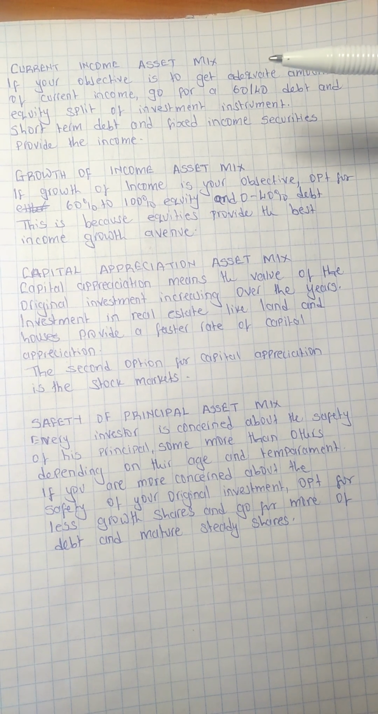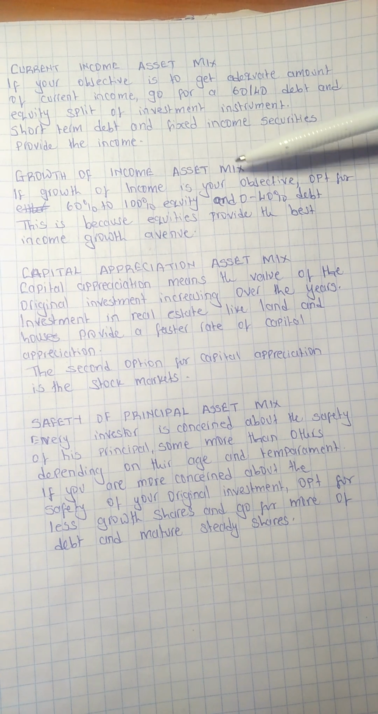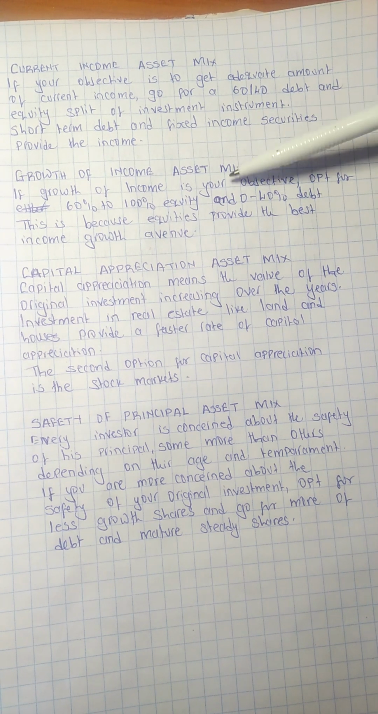So if current income is your objective, then go for that 60 debt to 40 equity split of investment. The second one was growth of income, asset mix.